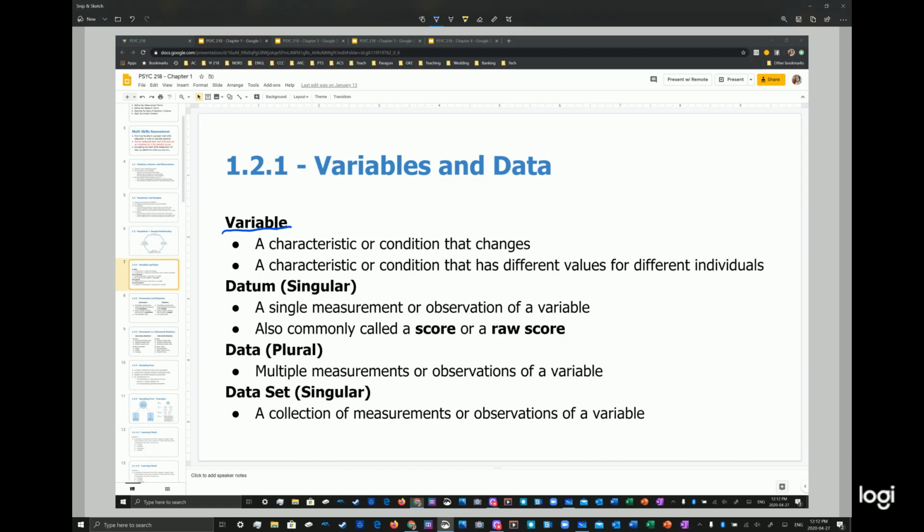Here, the slide describes a variable as a characteristic or condition that changes. Again, remember, we're not the same people. Everyone's different, at least in some way. And because of that, the scores or the behavior changes from person to person. And sometimes it changes from time to time in the same person. And so we measure those things as variables, a characteristic or condition that has different values for different individuals.